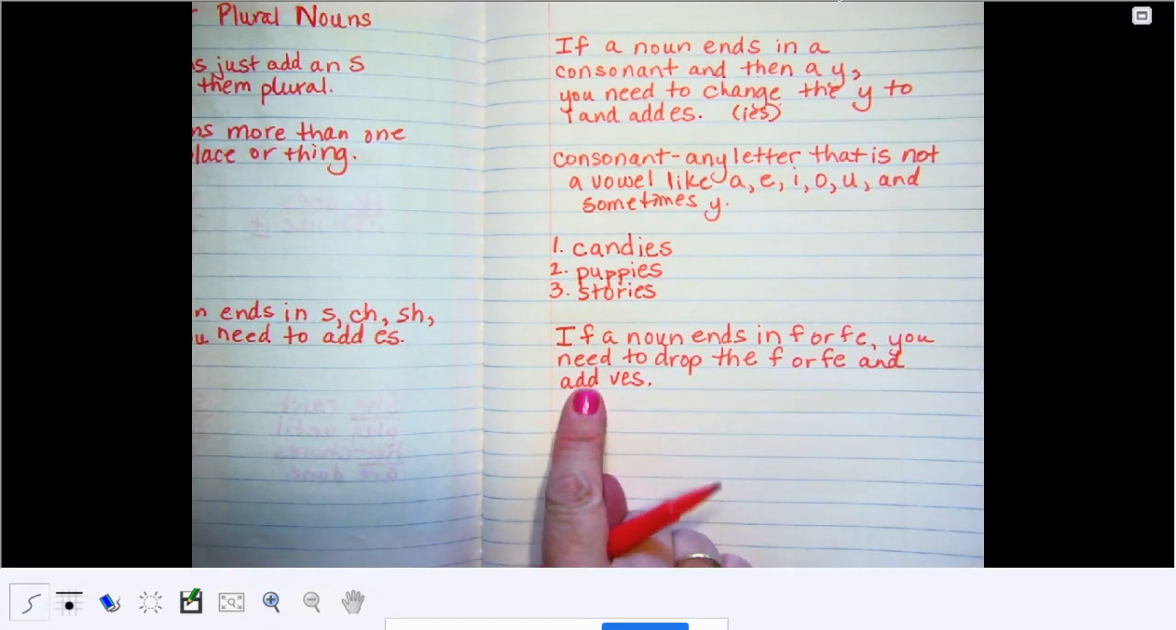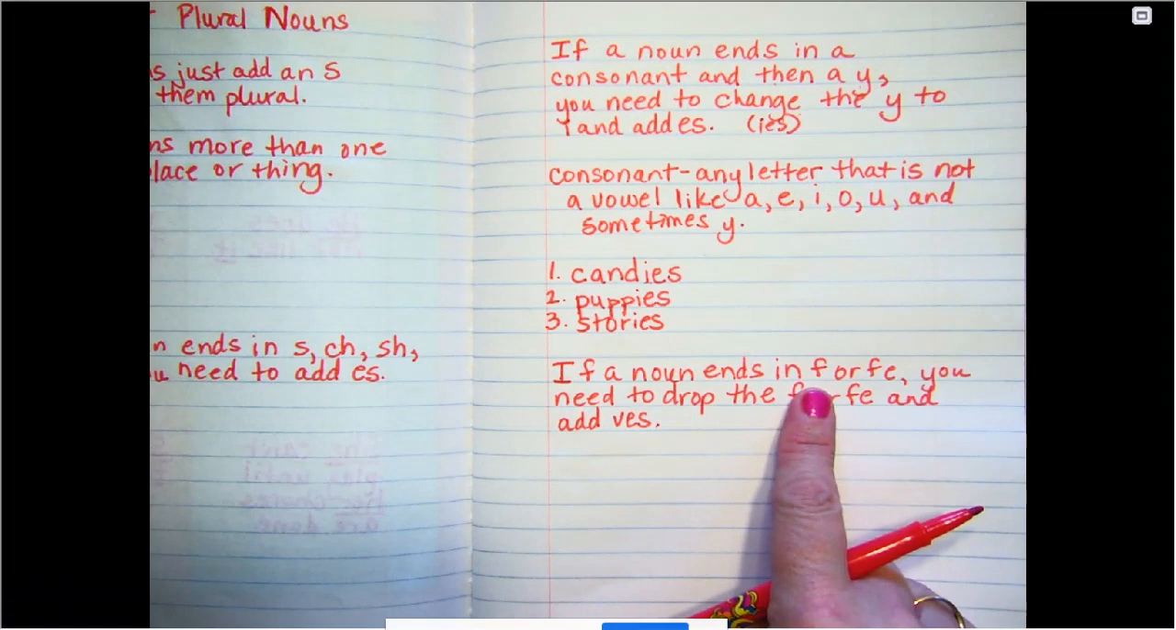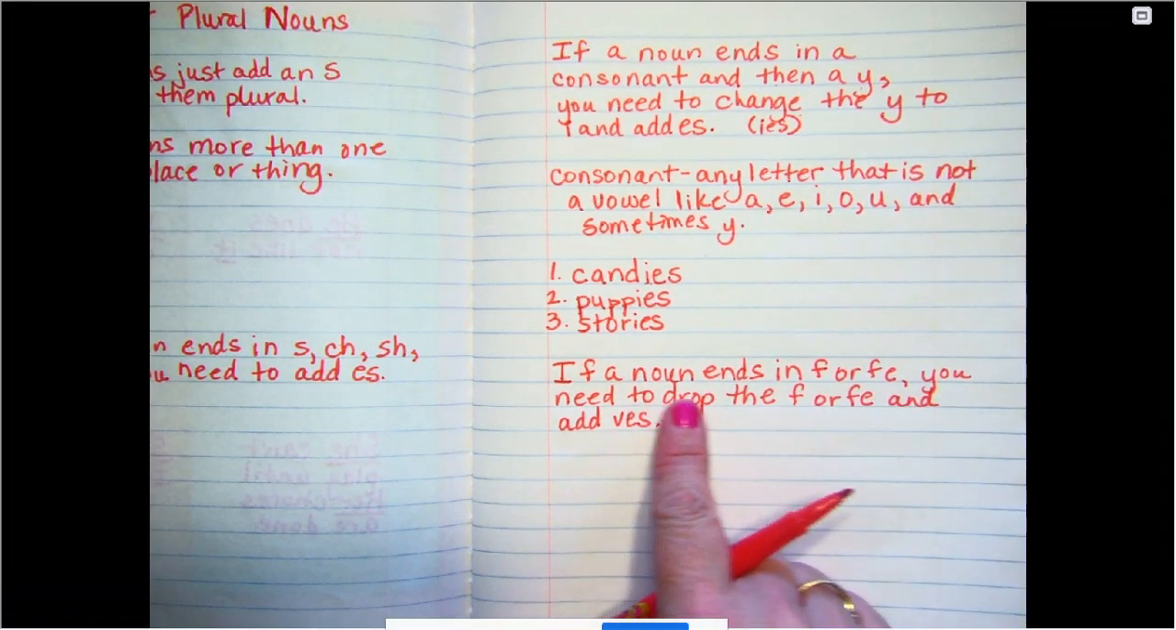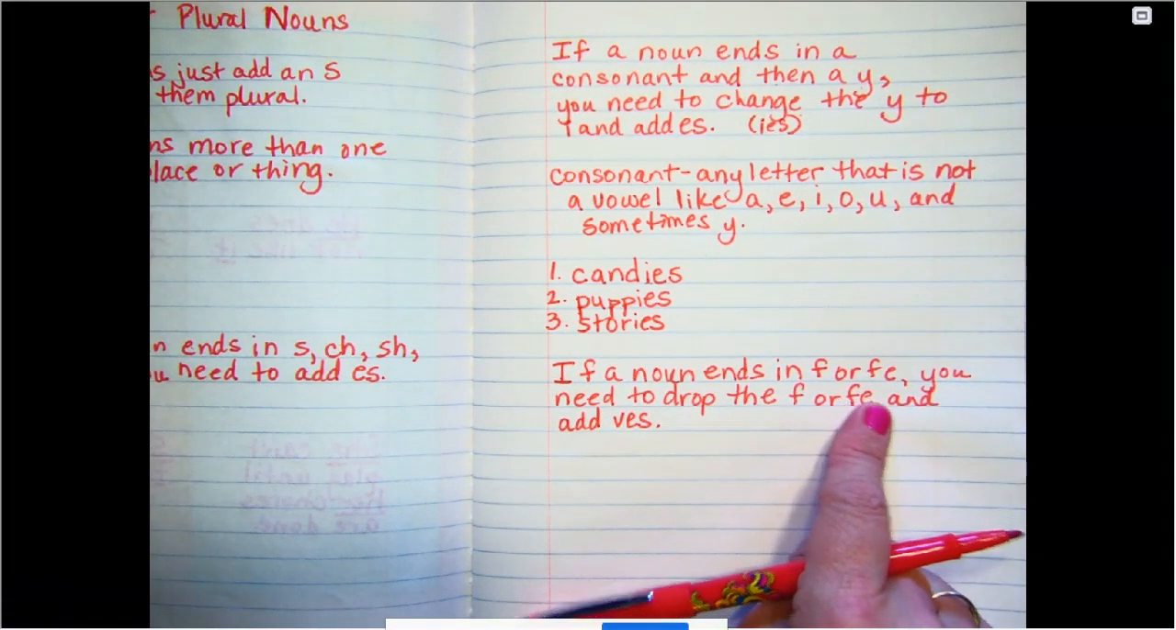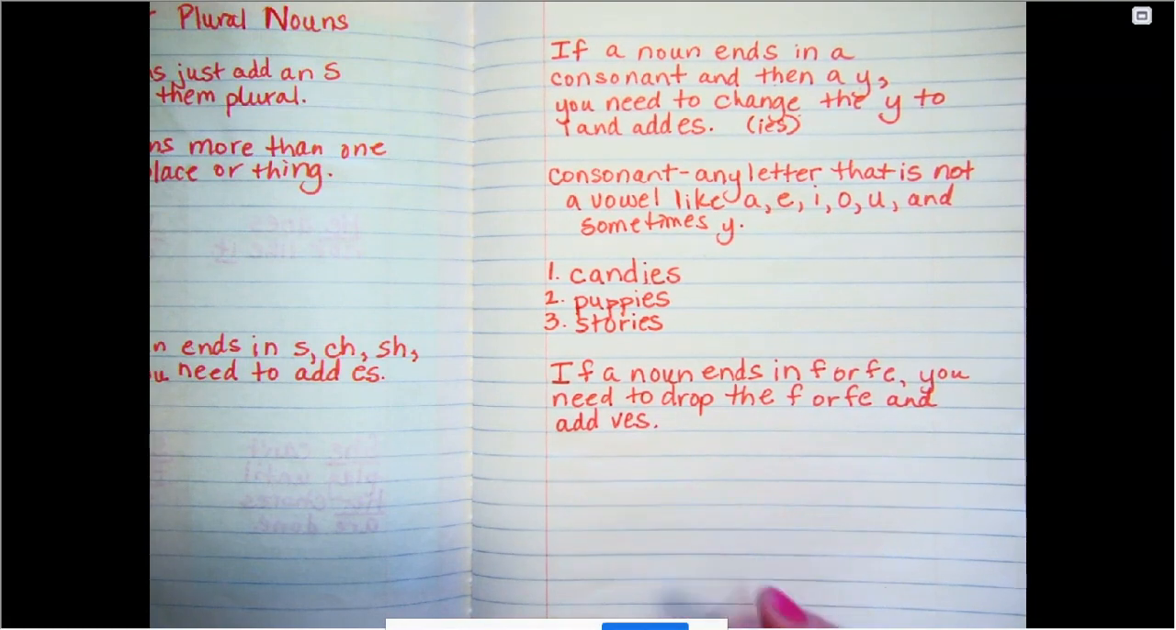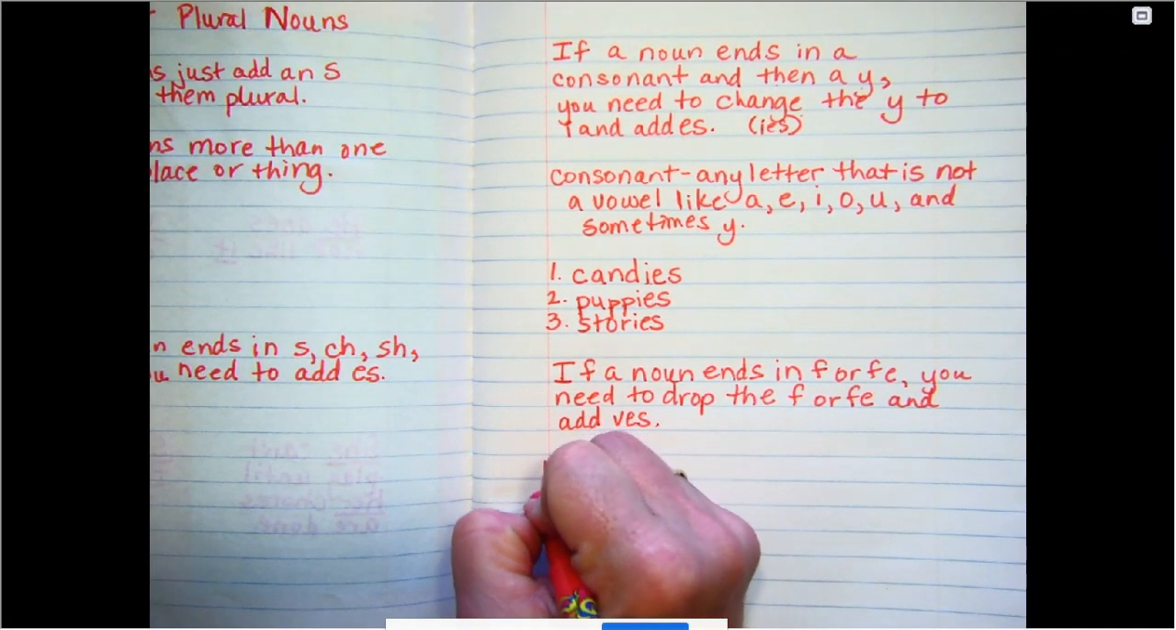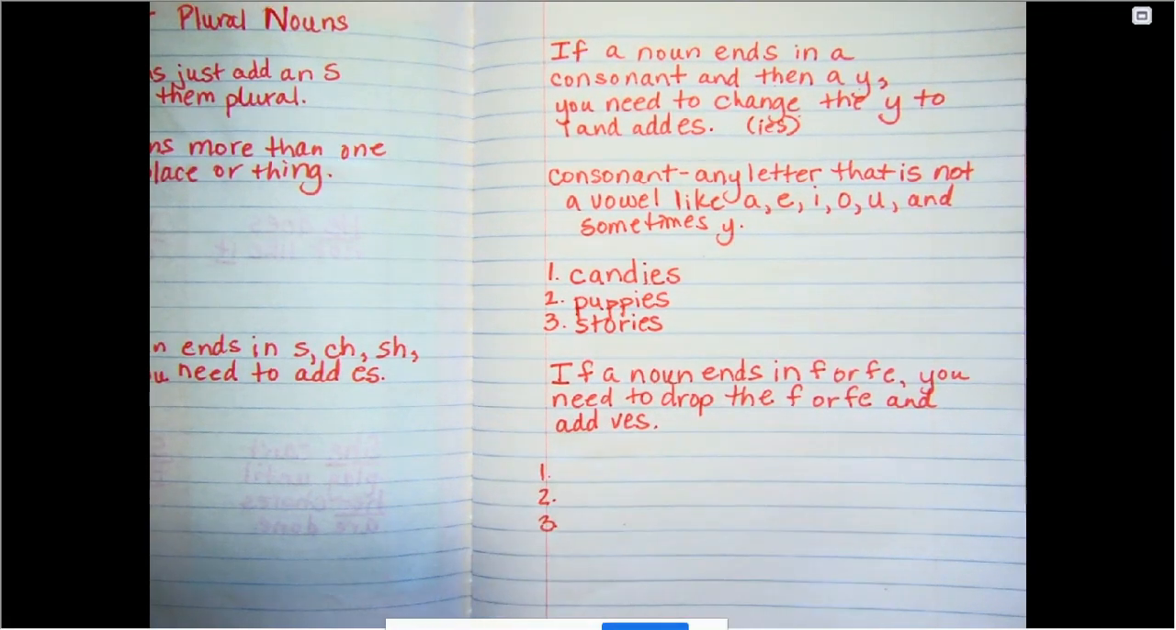So that's what it looks like in my notebook. If a noun ends in F or FE, you need to drop the F or FE and add VES. So of course we're going to do some examples. 1, 2, 3. If you need to pause it, go ahead and pause so you don't miss out.